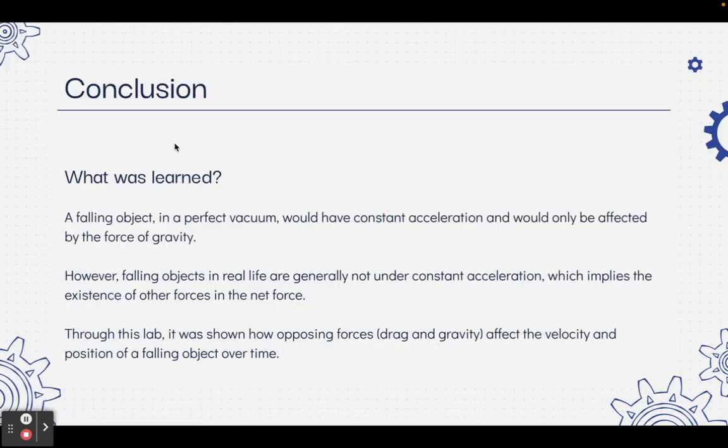So overall, a falling object would have constant acceleration in a perfect vacuum. However, in real life, this is generally not true, which implies the existence of other forces. And through this lab, we saw how opposing forces affect the velocity and position of a falling object over time.